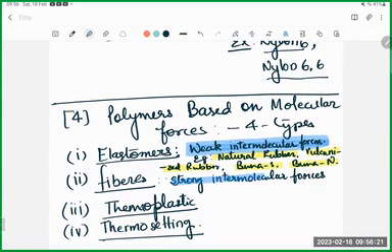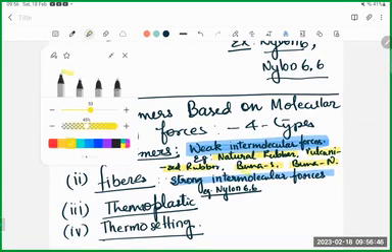Yes, ma'am. They contain strong intermolecular forces. So what are the examples for the fibers? You must be knowing it, it is very common, like nylon used in making thread, right? So nylon 6,6. Terylene also, terylene is actually polyester. So nylon is used to prepare thread, right? So this is taken as an example.